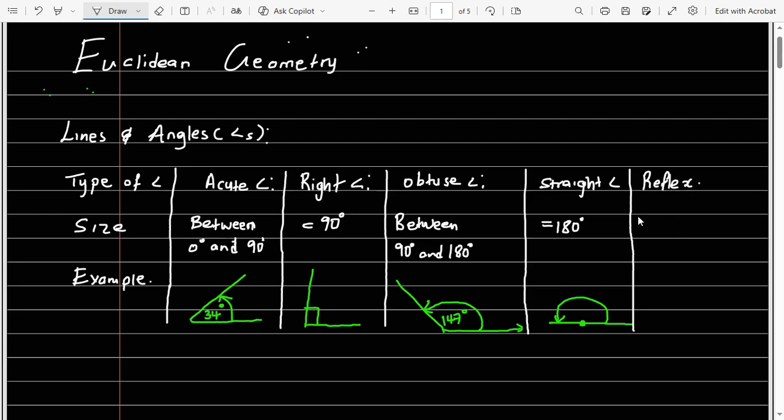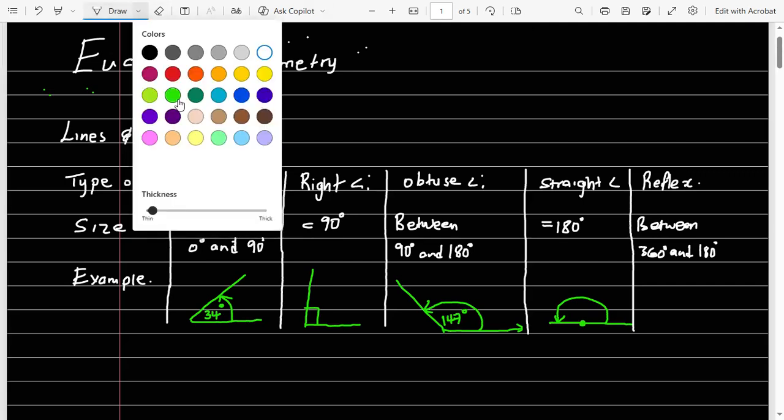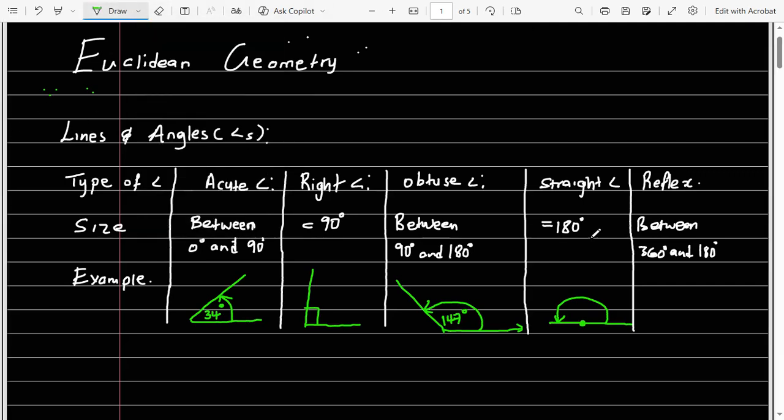The reflex angle will be between 180 and 360 degrees. It should be less than 360 and greater than 180. So in most cases, you'll have a point like this, and then the angle will look like this. The angle will move all the way to that.